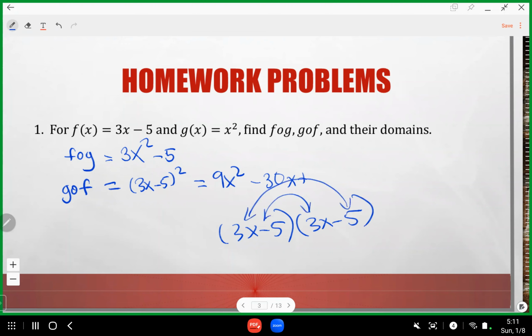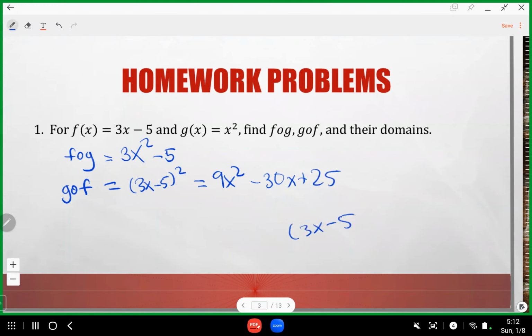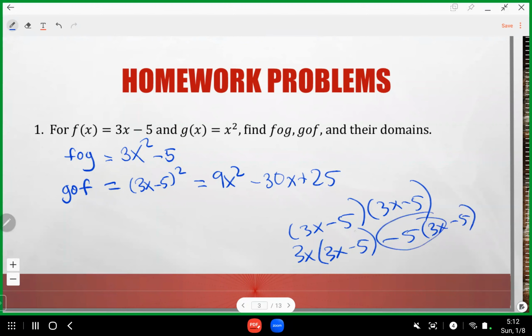But this part is still correct. If you think about it, 3x minus 5 times 3x minus 5 is basically just the distributive property. So it's 3x times 3x minus 5, minus 5 times 3x minus 5. Here it's a little easier to see this connection.